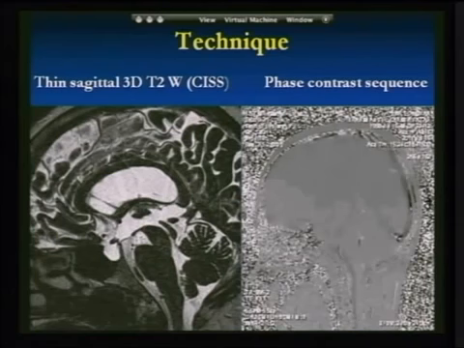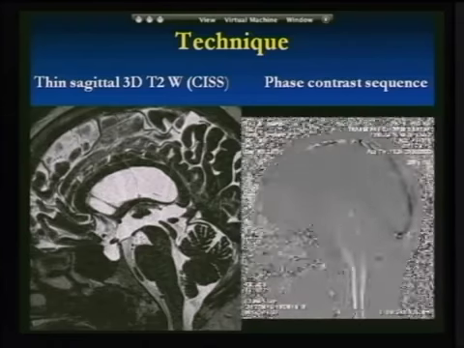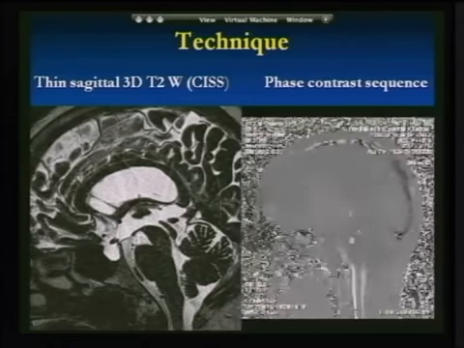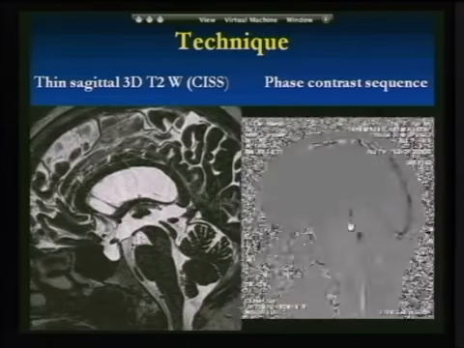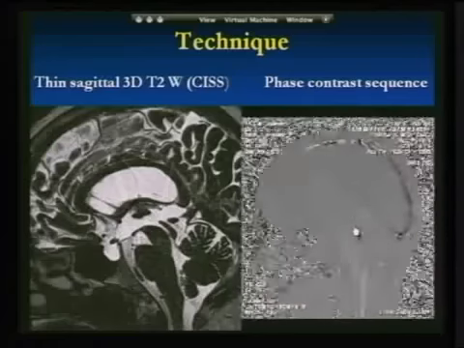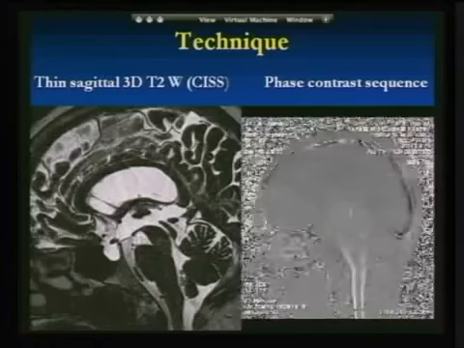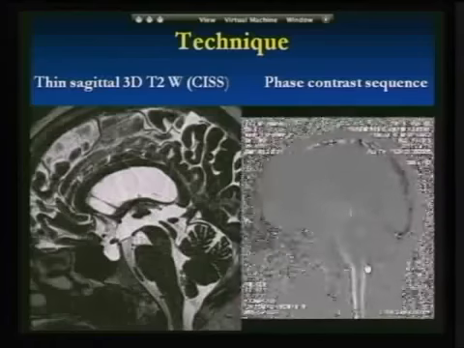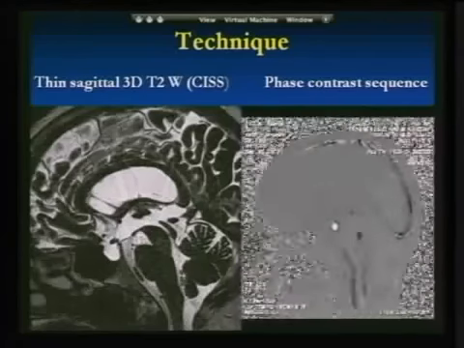What is the technique? The technique is very simple. We are performing a phase contrast sequence. This phase contrast sequence will demonstrate the movement of the CSF in the basal cistern and the aqueduct. Normally, we should see flow in the aqueduct, we should see flow in the fourth ventricle, we should see flow from the fourth ventricle to the subarachnoid space, as well as in the prepontine cistern, no flow in the suprasellar area.